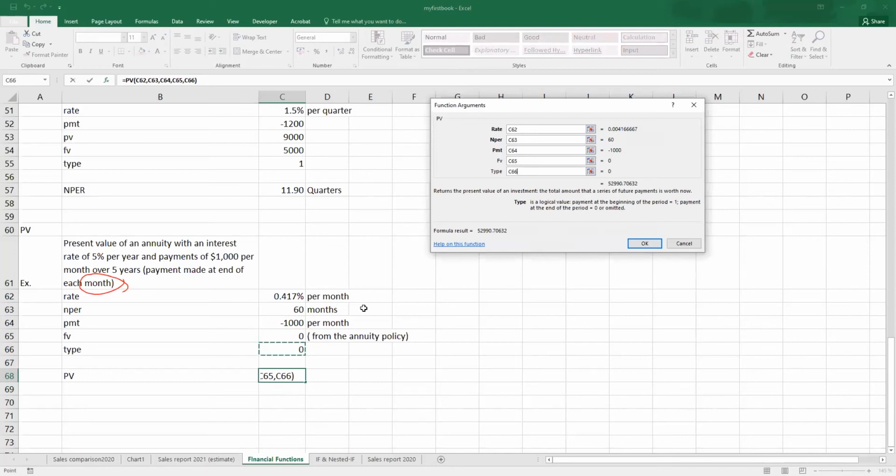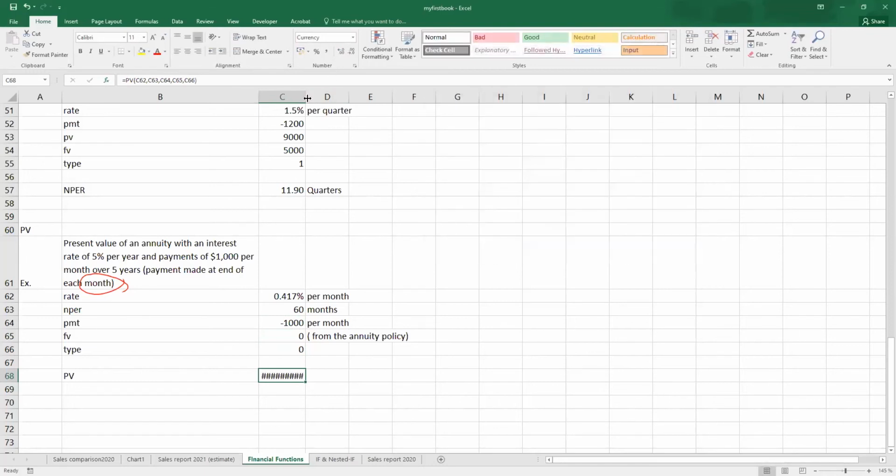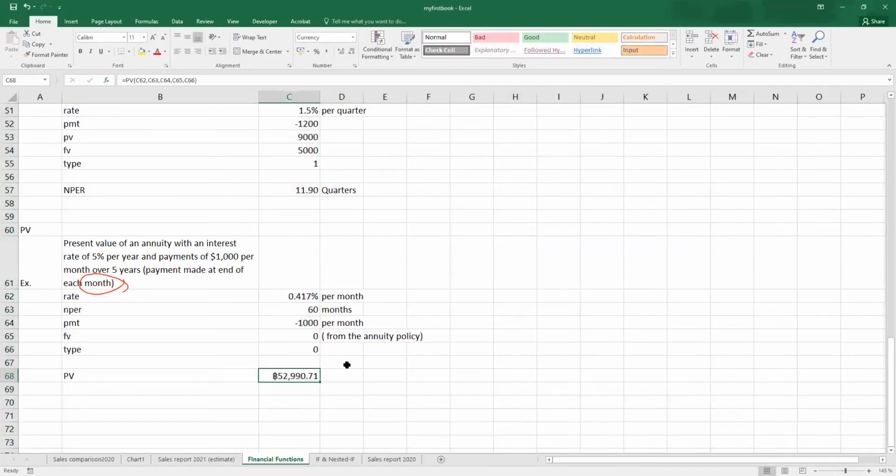So that means, when you see the intermediate result, it's 52,990 and 70 cents. Okay, this is the present value, the amount of money that is worth 52,990 now. So what does it mean if you have a look at the basic calculation? In here you have to pay 1,000 for 60 months.